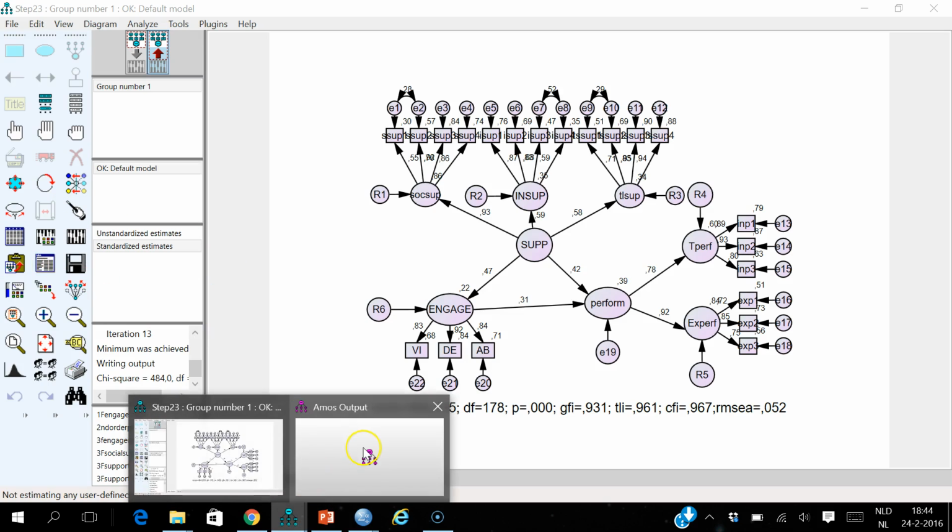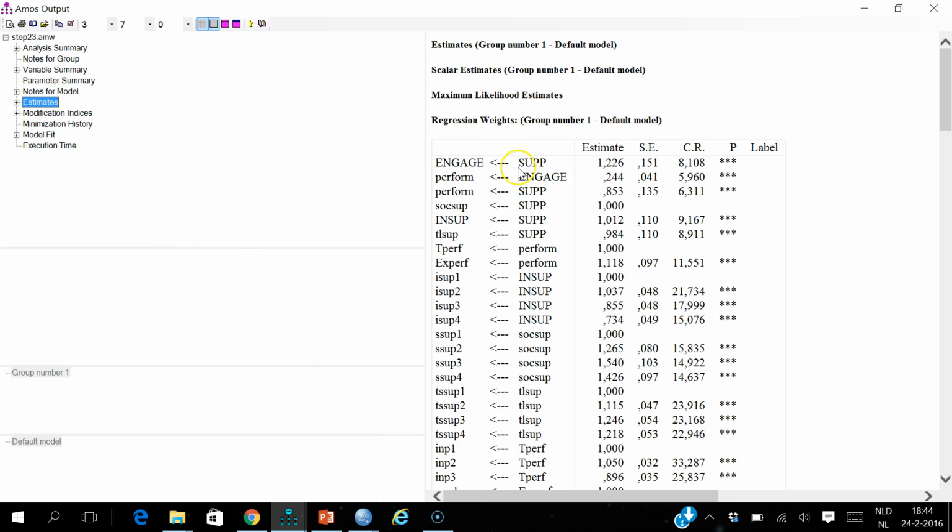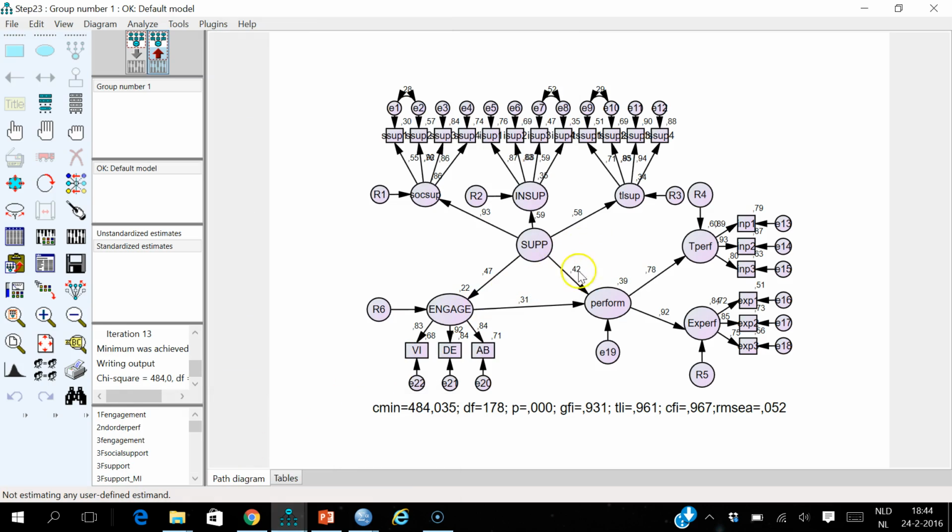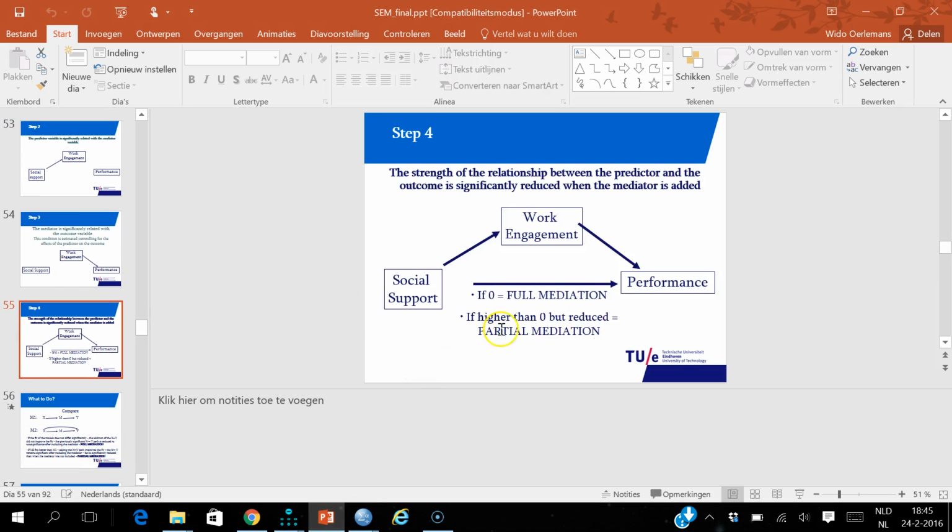If we look at the outputs, the estimates, then we can see that this direct effect from support to performance, so this one, is still significant. Yeah? 6.31, significant. But we can conclude from the Sobel test, okay, there is mediation going on. The direct effect, however, is still significant. So in this case, I would say we talk about partial mediation, right? If the effect here in this model would be non-significant, the direct effect from social support to performance, we would talk about full mediation.